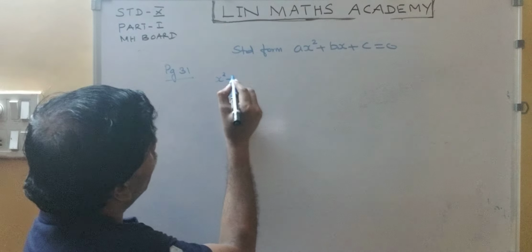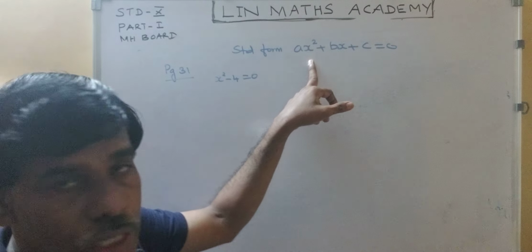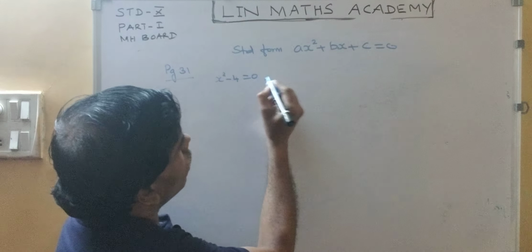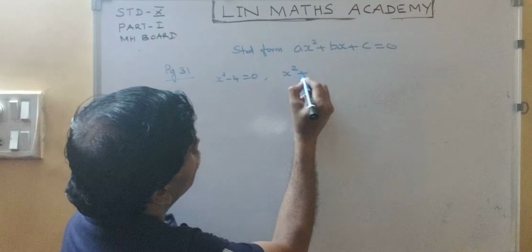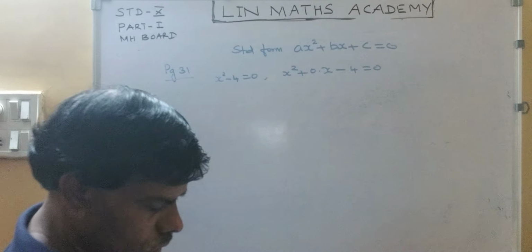x square minus 4 equal to 0. But what is the standard form? First x square, then x, then the constant term. If some term is missing, then you have to put 0. x square plus 0 into x minus 4 equal to 0.